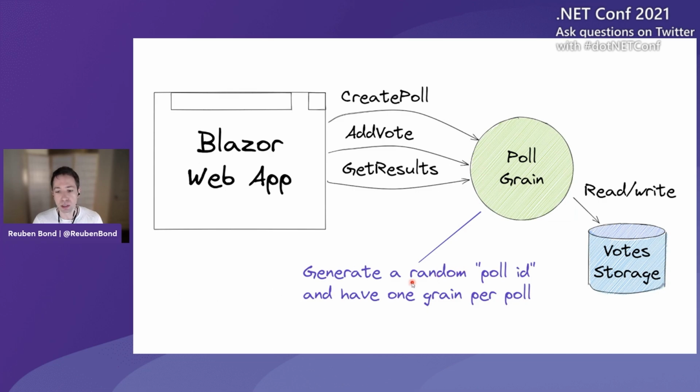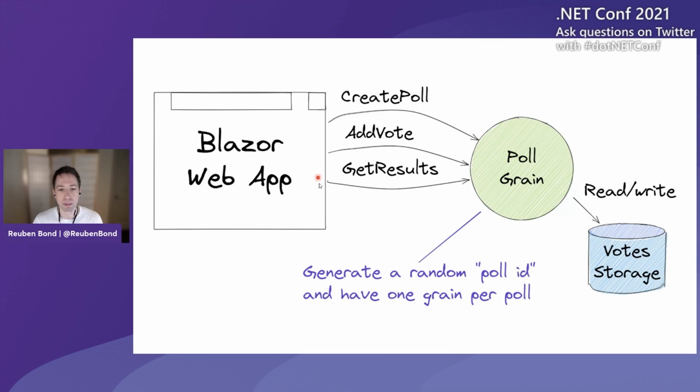And so what we're going to do is we'll generate a random ID, a random poll ID that we'll use to identify that poll with, and then we'll have one grain per poll. And that grain will just have 3 methods on it. One method to create the poll, one method to vote on the poll, and one method to get the results of the poll. And that poll grain is going to be responsible for reading and writing to its own storage. So it's the only thing that does that.